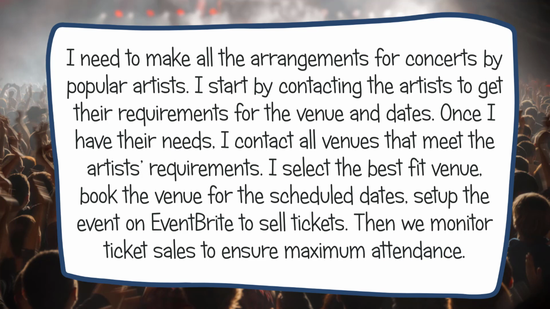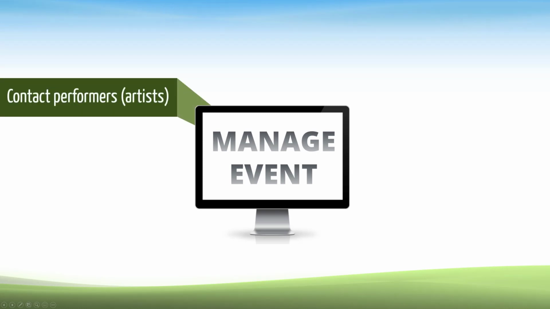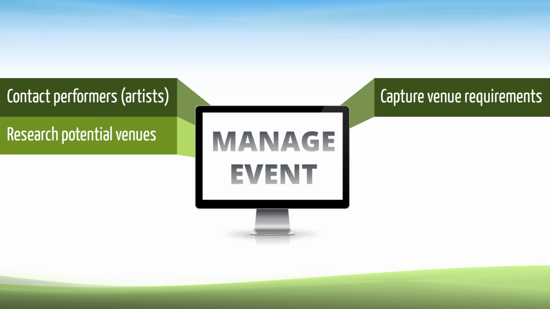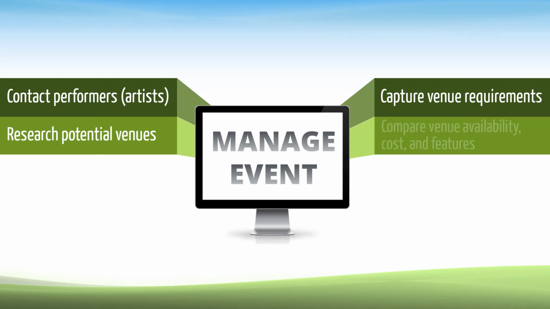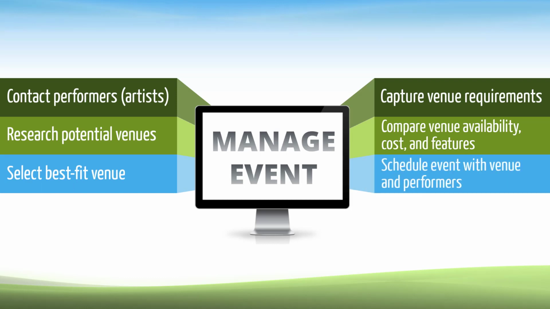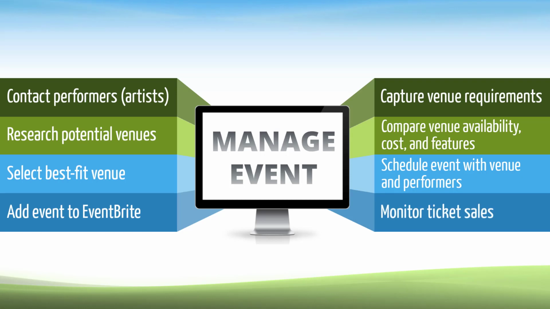So out of her explanation, I identified these events or workflow steps. 1, contact the performers or the artists. 2, capture the performer's venue requirements. 3, capture the potential venues. 4, compare the venue availability, cost, features, things like that. 5, select the best fit venue. 6, scheduling the event with the venue and by the way, also with the performers so they know they're booked. 7, adding the events to Eventbrite, which is an event product online. And 8, monitor ticket sales.